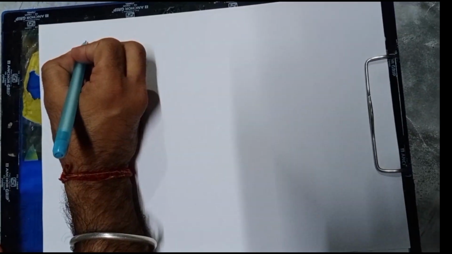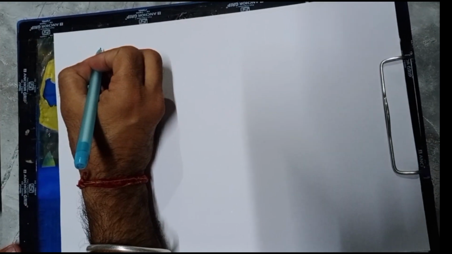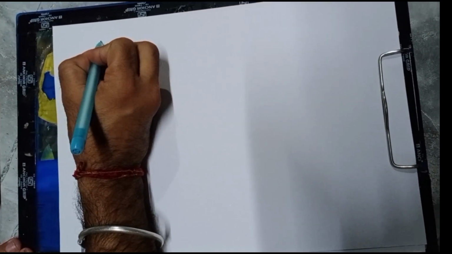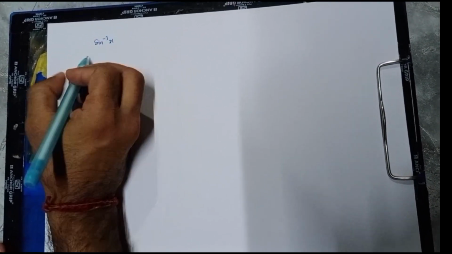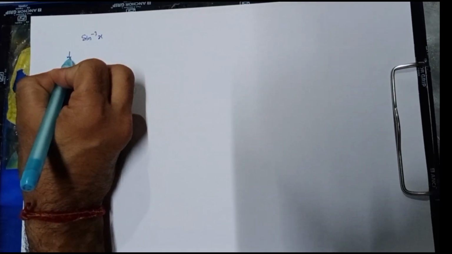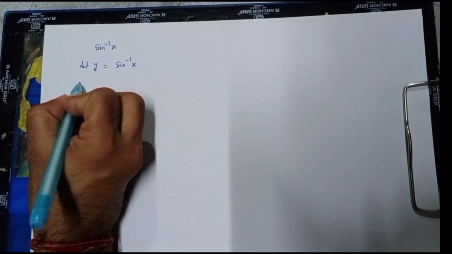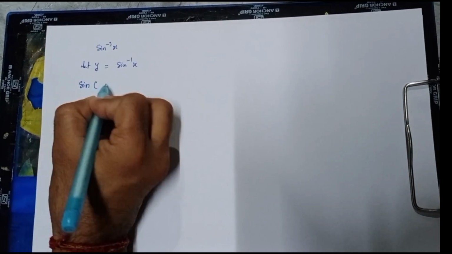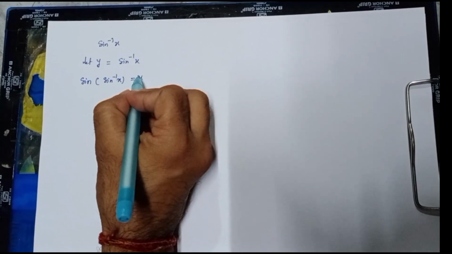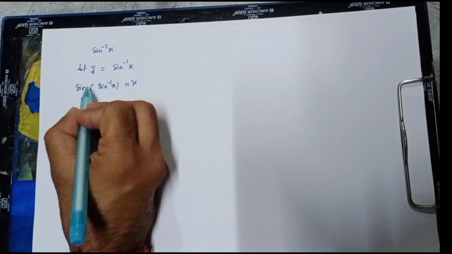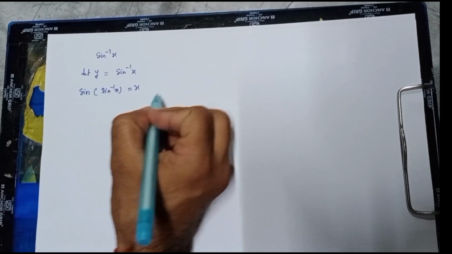Good evening, students. In today's video, I am going to tell you about the differentiation of inverse trigonometric functions. First, I am taking the example of differentiation of sine inverse x. How we'll solve it? Suppose y is equal to sine inverse x, and if we write it as sine inverse x is equal to x, it will not change the value of x, because sine and sine inverse will get cancelled, so x will remain x.